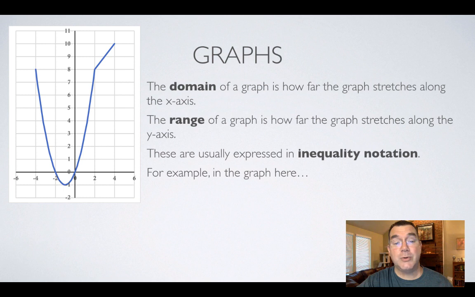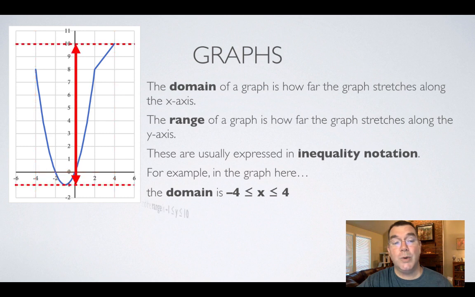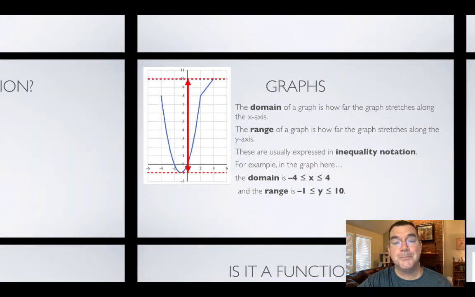So for example, if I have this graph here, if I look at how far left and how far right the graph goes using the x-axis to measure that, it goes as far left as -4 and it goes as far right as +4 on the x-axis. So my domain is written as -4 ≤ x ≤ 4, meaning that x takes on values between -4 and 4. The range, I'm going to use the y-axis to measure that, and the function goes as low as -1 on the y-axis, and it goes as high as 10 on the y-axis. So the range is everything between -1 and 10, and I write that as -1 ≤ y ≤ 10.